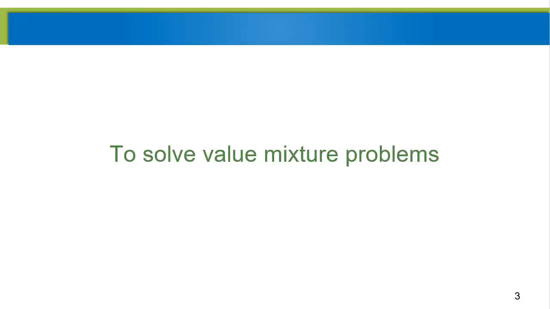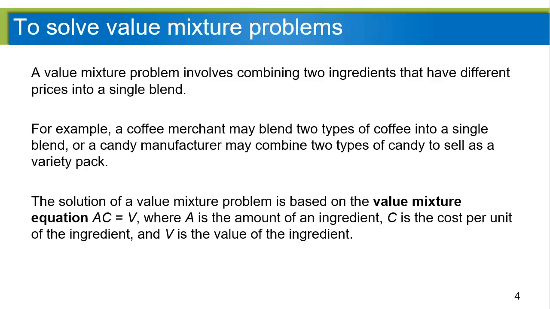Let's start with mixture problems. A mixture problem involves combining two ingredients that have different prices into a single blend, or, you don't have to always be different prices, just different amounts of a certain characteristic. So, different amounts of cost means different prices.